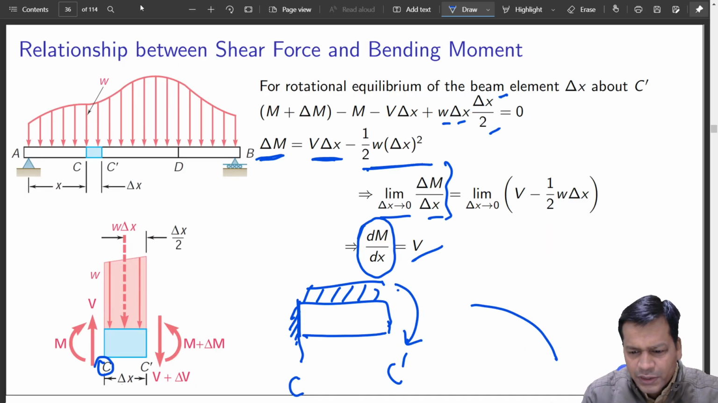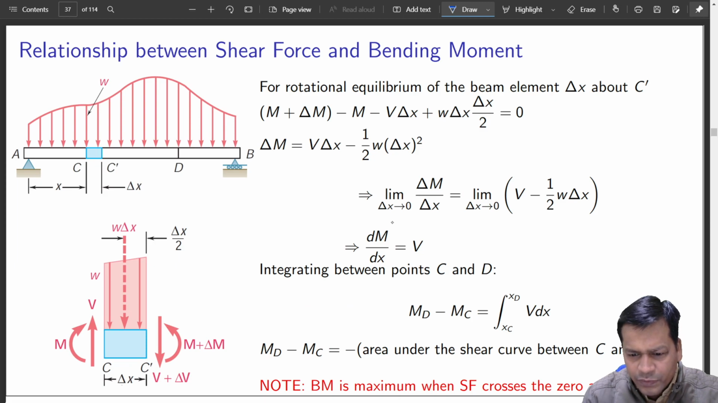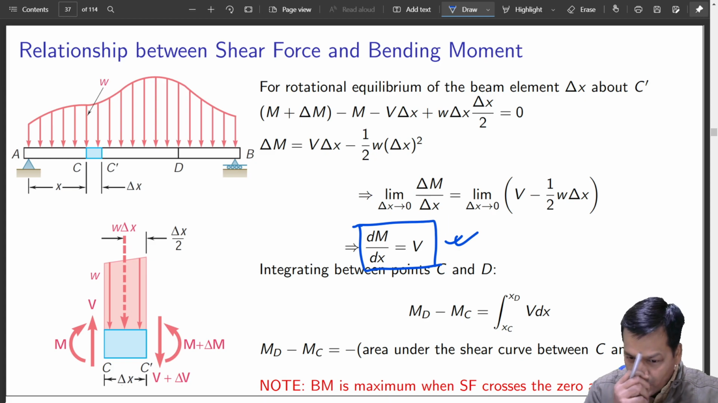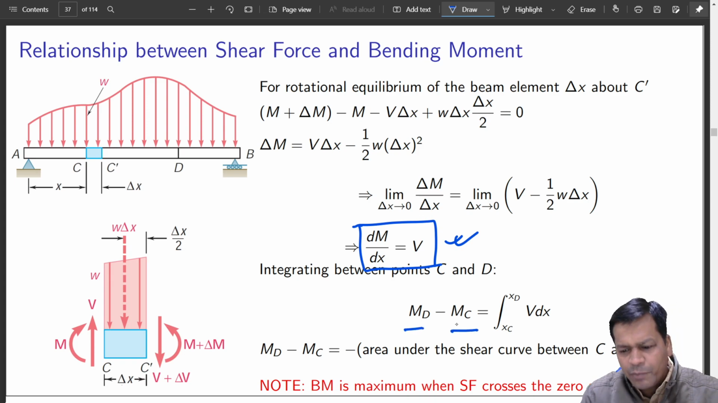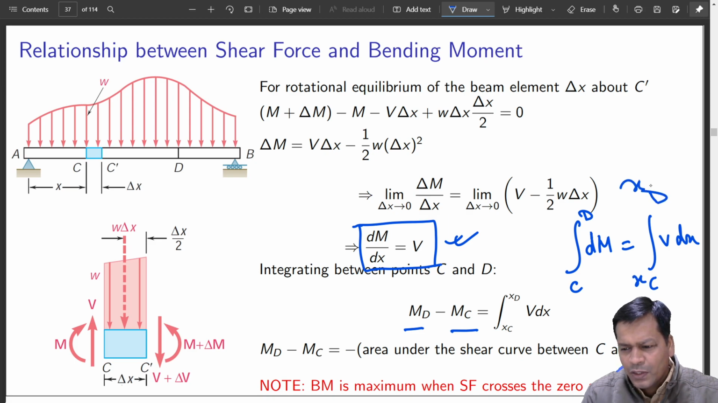Yes, so this is an important relation that we have derived just now. This is one you need to remember. If you integrate this again, similar to the one that we did just now, Md minus Mc is exactly this, integrating V dx from xc to xd. So that is what exactly gives me this.